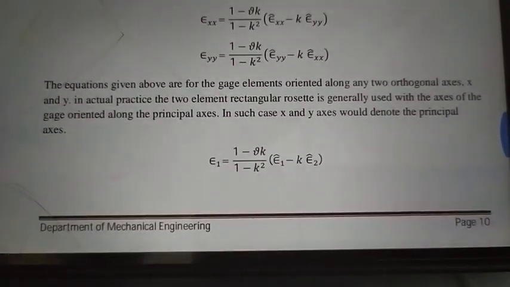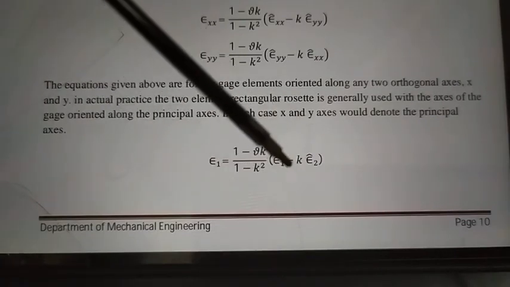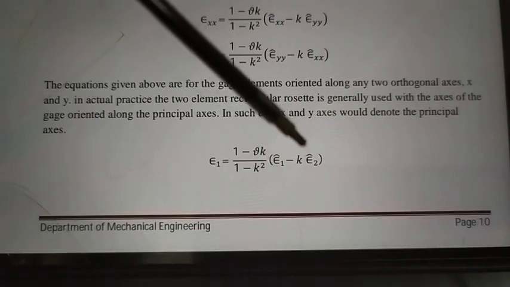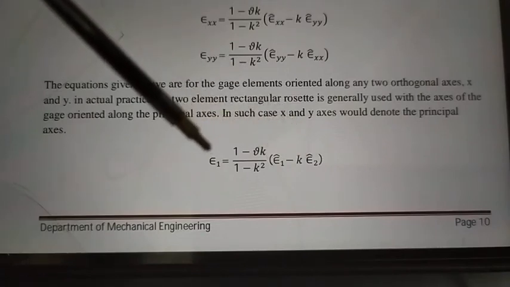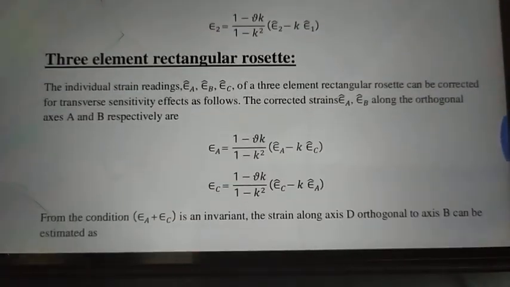Similarly, here only two gauges are there, so that's why we take epsilon xx and epsilon yy. And similarly, principal strains can be obtained by this also, where this is the measured principal strains and this is the corrected principal strains, similar. Okay, next we move on to the 3-element rectangular rosette.